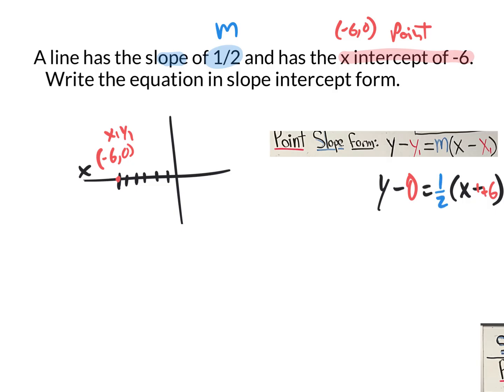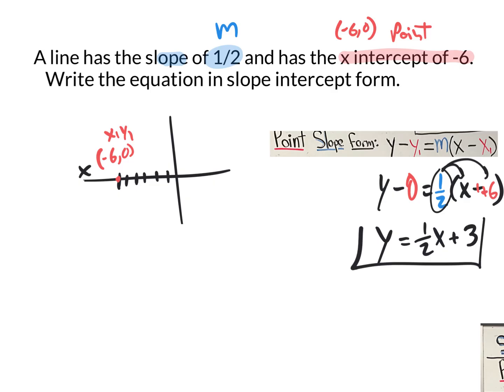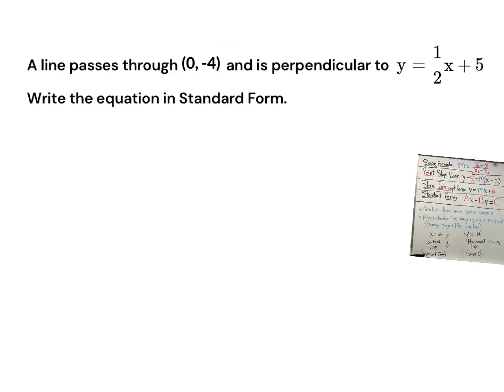So you really have y minus 0, and y minus 0 is technically just y, equals, you're going to take this 1/2 and distribute it. 1/2 times x is 1/2 x. 1/2 times 6, you could do it on a calculator, it'll give you 3. So this is your equation in slope-intercept form. Again, the only reason why we distributed was because they asked for it in slope-intercept form, okay? If they would have said point slope form, I would have left it like this, but since it says slope intercept, we had to distribute and get y by itself. Let's move on to the next question.